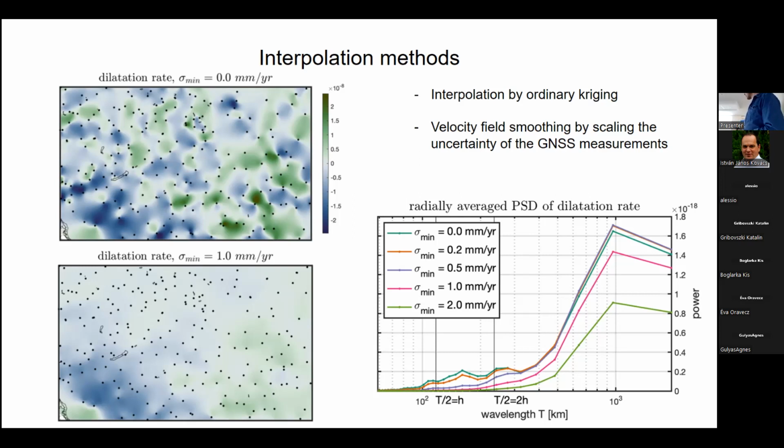If we don't smooth the velocity field, we get this checkerboard pattern. So you have this typical interstation distance, and then the dilatation rate, which shows you areas under extension or shortening, just switches between stations. But when we apply smoothing, we get a much smoother picture, of course. We also tested different uncertainty scaling levels to determine the ideal level of smoothing. Here we can see that this 1 millimeter per year minimum uncertainty is a very good way of removing the small wavelength noise, but preserving the long wavelength, tectonically important signal. So that is what we chose for the interpolation.